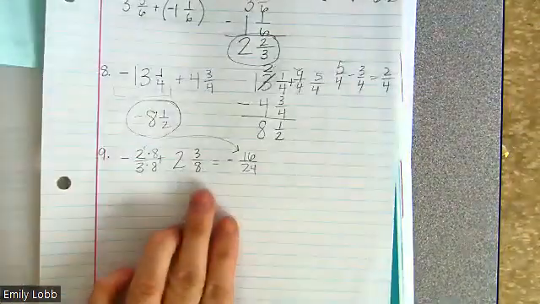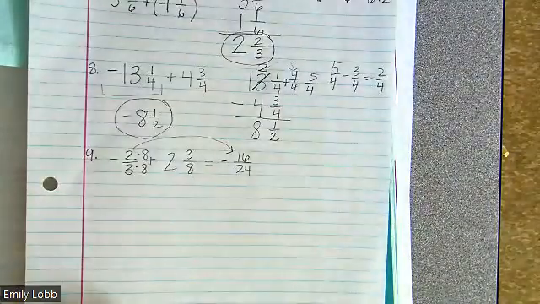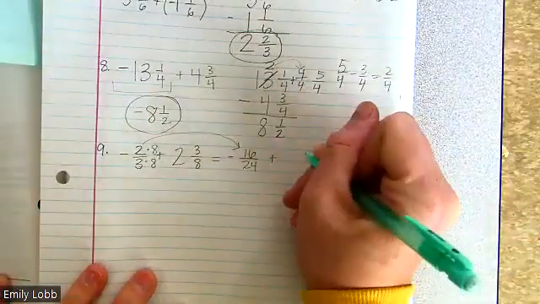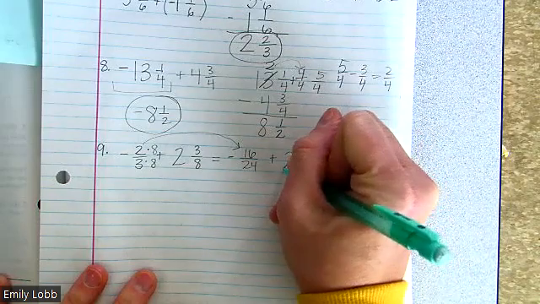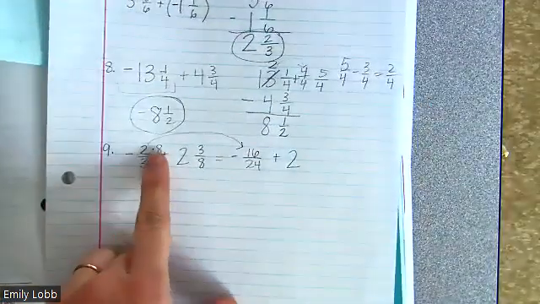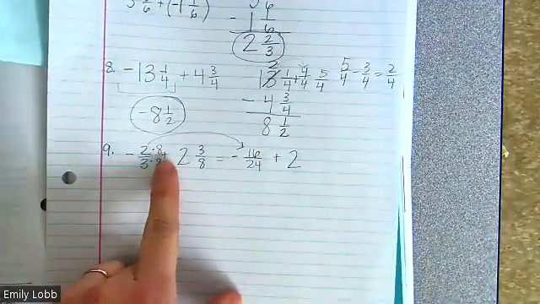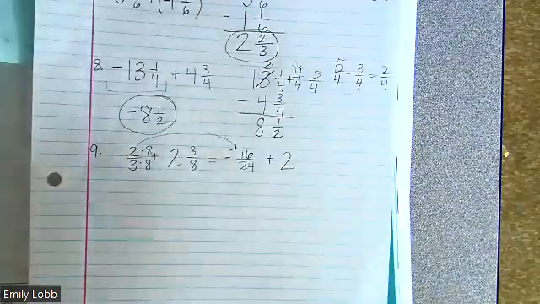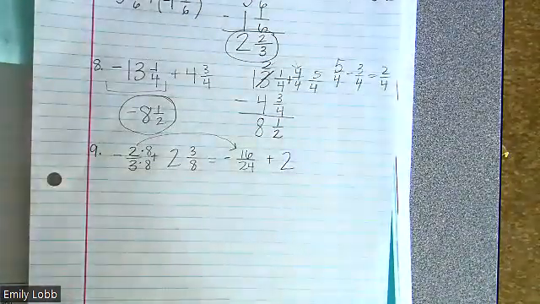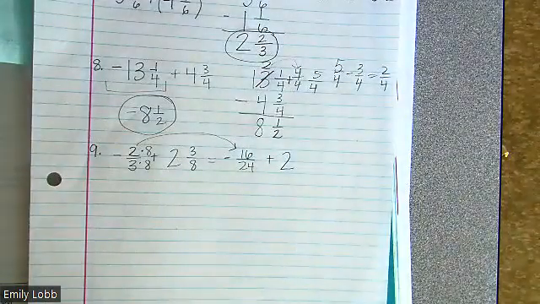Now we need to do the same thing, but with the 3/8. So I'm going to keep the 2 the same, because 2 times 1 is just 2. And we're really just multiplying this by 1, right? 8 divided by 8 is 1. If we do the same thing to the top and the bottom, it's the same as multiplying by 1.